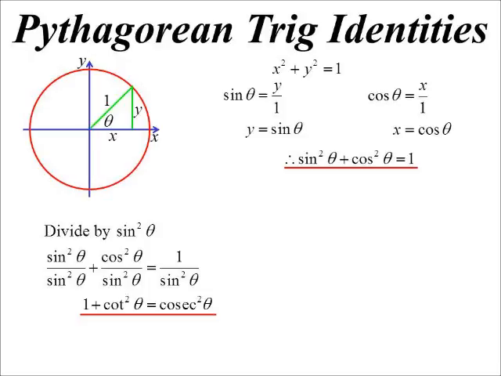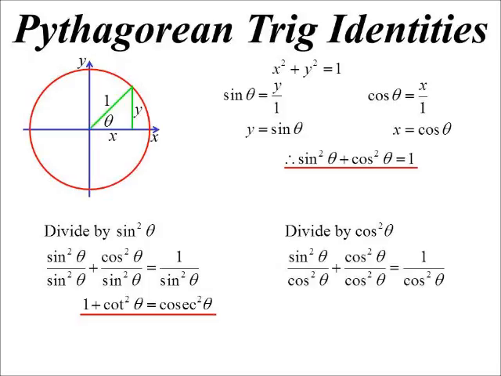But if instead of dividing by sine squared, I divide by cos squared, then we get sine squared divided by cos squared, which is tan squared. Cos squared divided by cos squared, well, that's obviously 1. And 1 divided by cos squared, sec squared. And so there's the third of our trig identities.